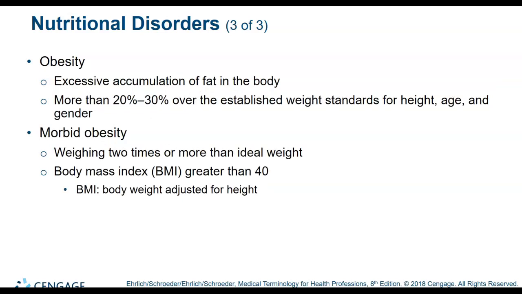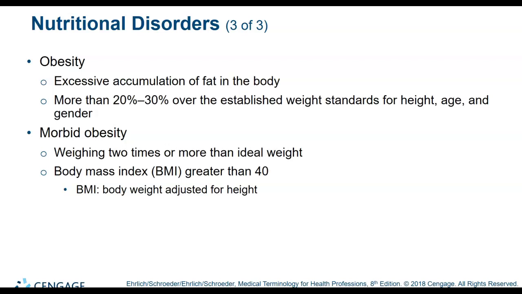Obesity is the fastest growing disease in the United States. And with obesity come things like high blood pressure, diabetes, those types of things. So it's actually at epidemic proportions in the United States. This is 20 to 30% over the established weight guidelines. And when we look at that, there are 3 factors: age, height, and gender.